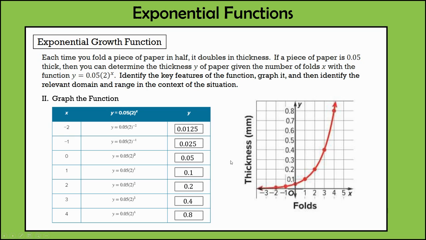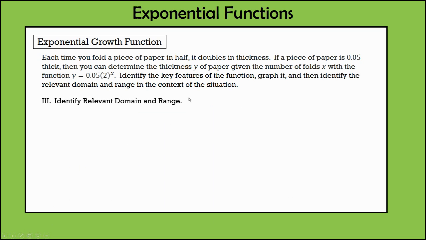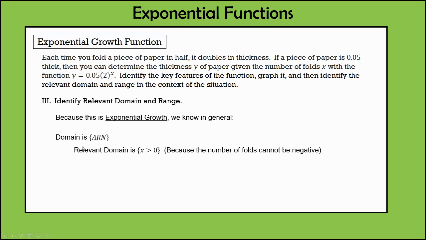Okay. Next thing, relevant domain and range. Well, we know we got exponential growth here. We knew that by the equation, or the function we were given. So in general, we know the domain is all real numbers. But how about in our situation? We're saying x could be any number. Well, really, x has got to be a number bigger than 0. There's no such thing as a negative number of folds in paper. Remember, x represents the number of folds. So in context of the situation, the domain is x has got to be greater than 0.